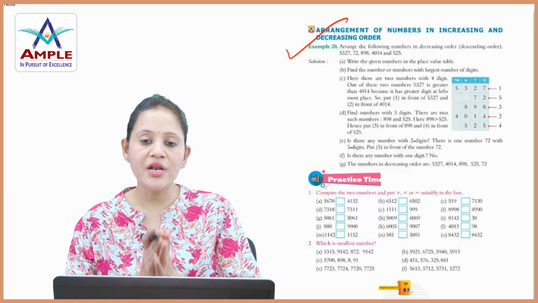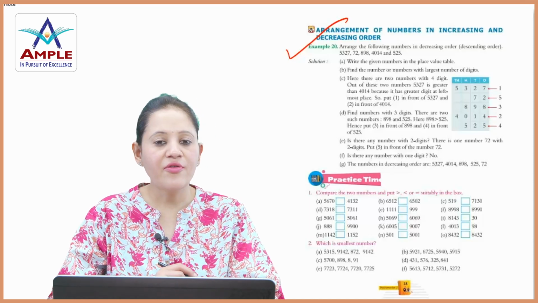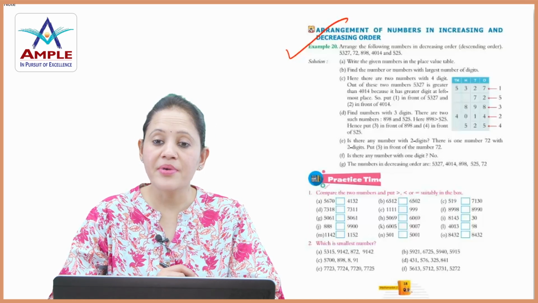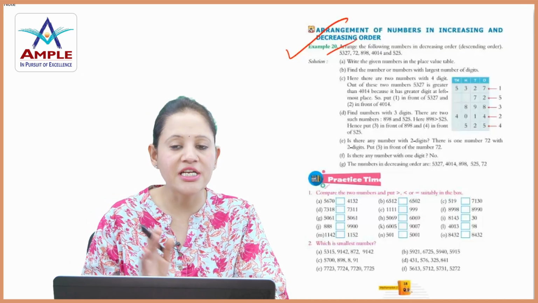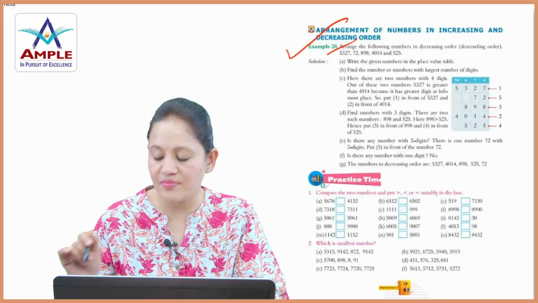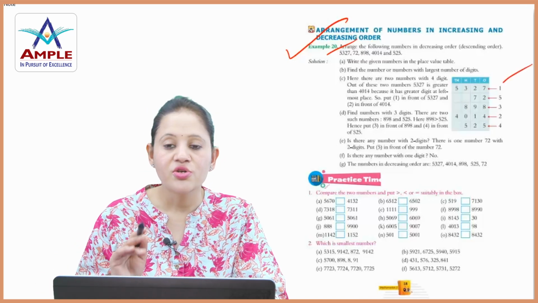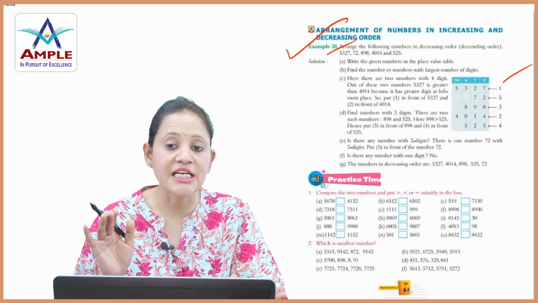So now we learn how to arrange the number in increasing and decreasing order. Now we'll take an example. Arrange the following number in decreasing or descending order. Here the numbers are given, we have to arrange it in descending order. Solution, first we'll write the number into place value chart so that we can compare the numbers, because we have to arrange the number in descending order.